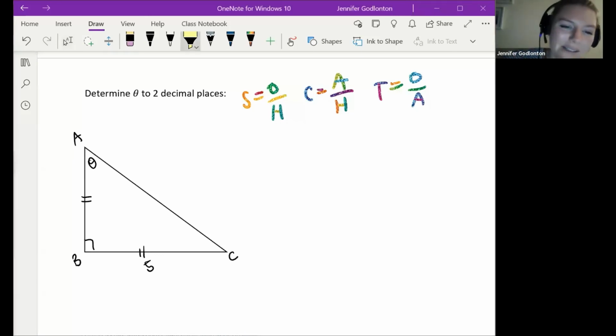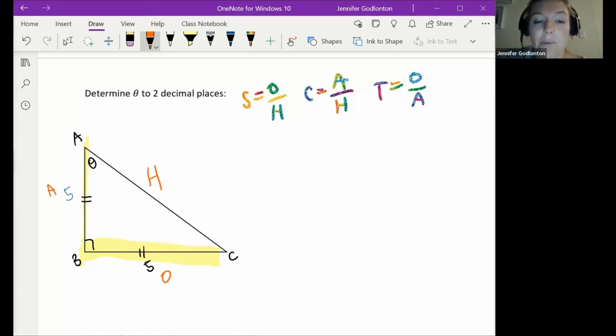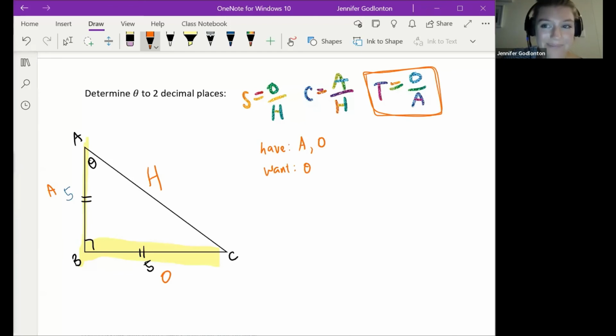So this symbol here was telling me that this is an isosceles triangle, and because it's an isosceles triangle, that means that this side is 5. All right, cool. So the first step is we want to label our triangle: hypotenuse, adjacent, opposite. We think about what we have. We have the adjacent and the opposite, and we're wanting to find theta. If we have A and O, then we want to use tan again. So tan theta is equal to O over A.